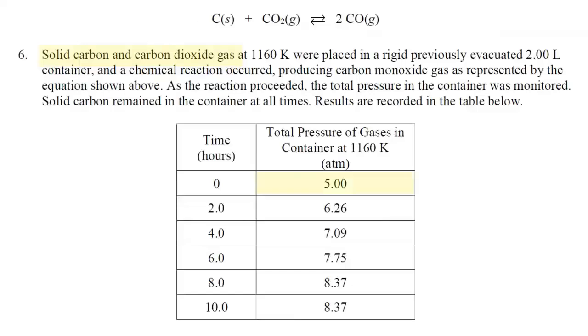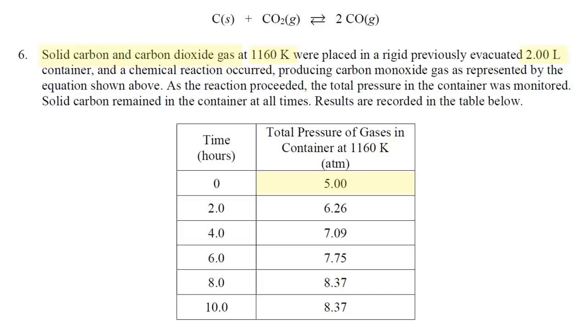So from the data at time 0, we know that the pressure of CO2 was equal to 5 atmospheres from the table. They told us that the volume of the container was 2.00 liters, and they also mentioned that the temperature was 1,160 Kelvin. So think back to something that I had mentioned earlier in Unit 3, how you can figure out the number of moles of gas if you know the pressure, the volume, and the temperature of that gas.